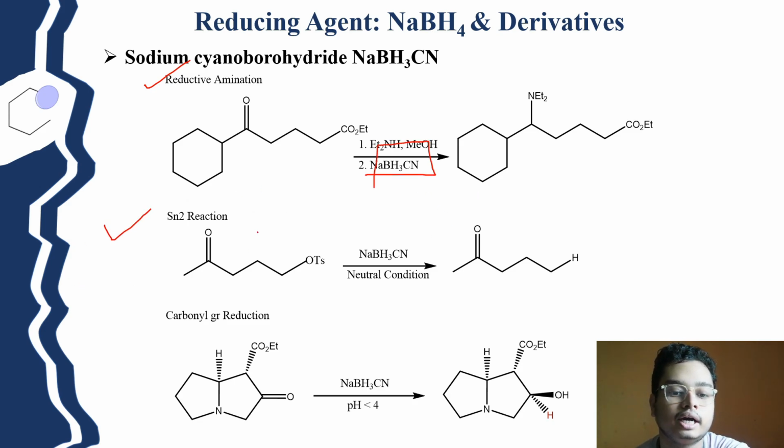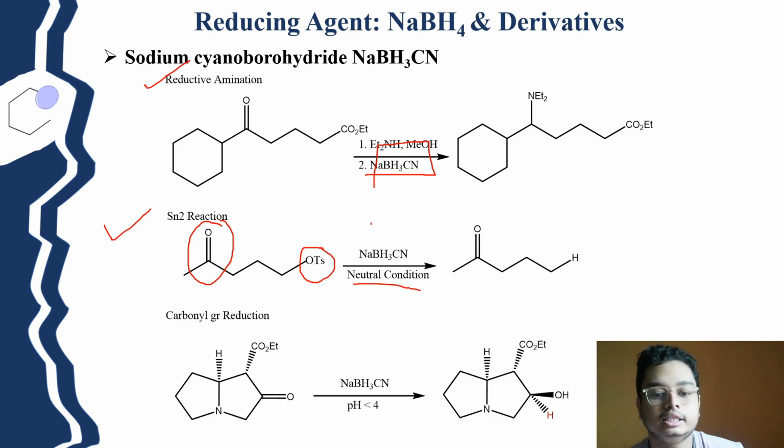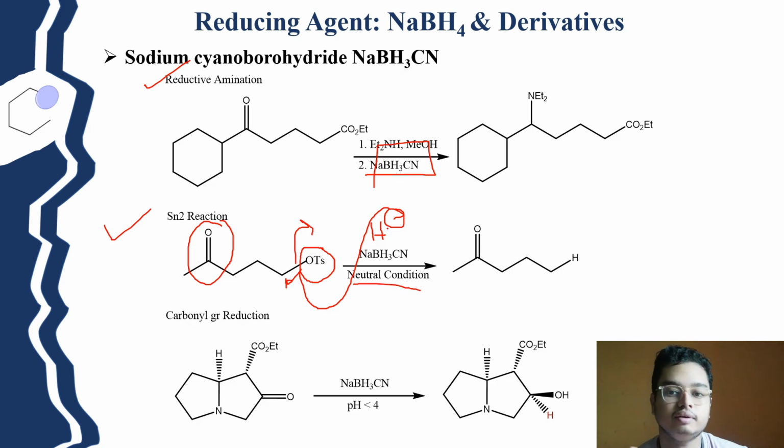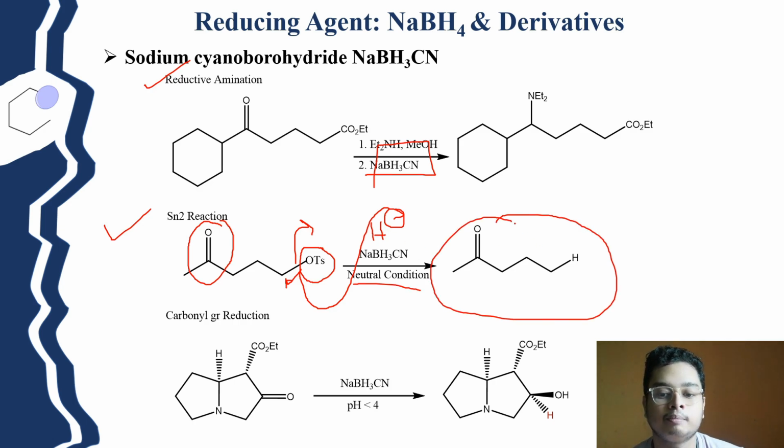Also sodium cyanoborohydride is used in SN2 reactions. Here you can say there is a carbonyl group and also a leaving group. Since we know that in neutral or basic condition sodium cyanoborohydride doesn't react with the carbonyl compound, this hydride will perform an SN2 reaction here, and this OTs, which is a good leaving group, leaves from the starting material, and we get this type of product keeping our carbonyl group intact.